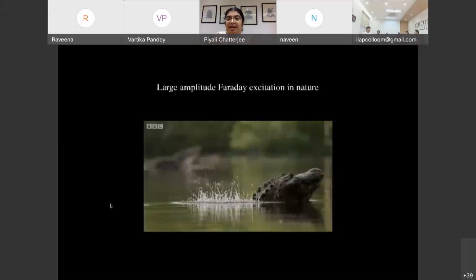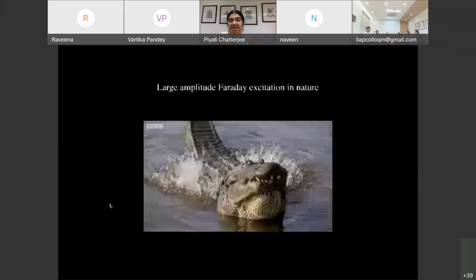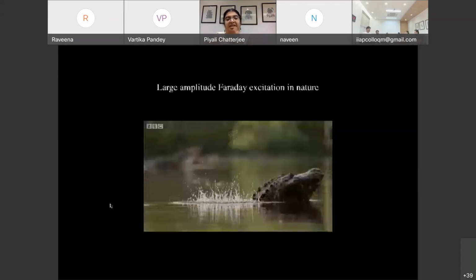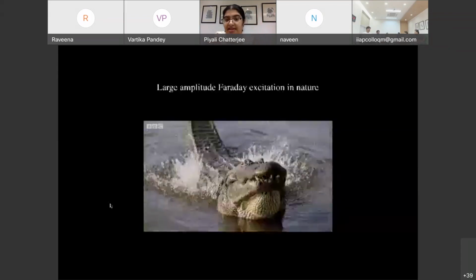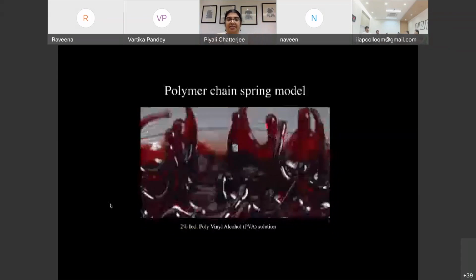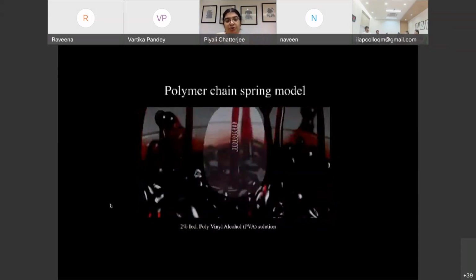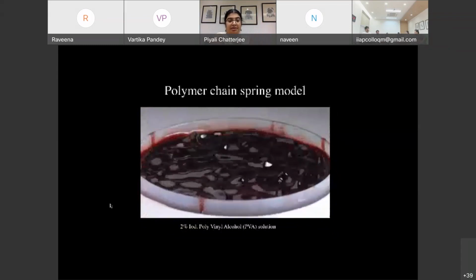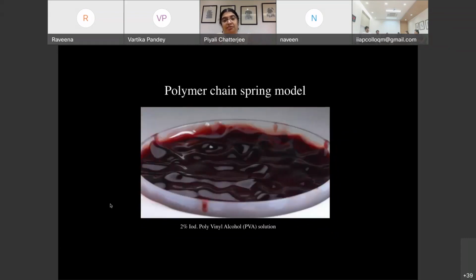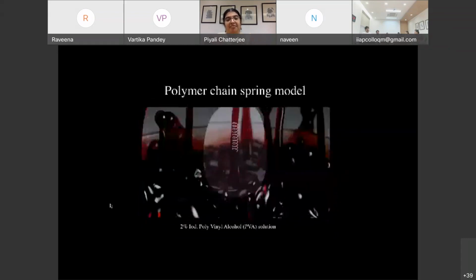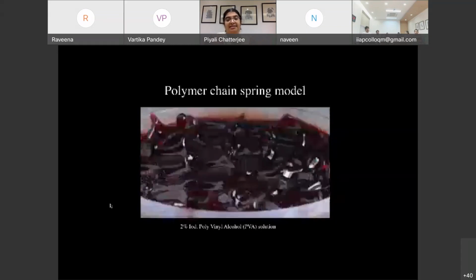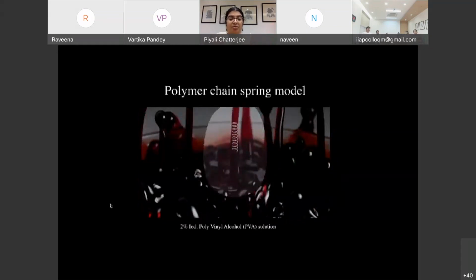But the problem is there is a lot of splashing here, right? So there are no coherent jets. These jets try to form, but then you only see droplets afterwards, right? But this is a very nice example of large amplitude Faraday excitation that we can observe in nature. Now, suppose you add a little bit of a polymer to the fluid. For example, in this case, we have added polyvinyl alcohol to water, and then we do the same Faraday experiment. But here you see the number of droplets being formed is much less than what was happening when it was only water.